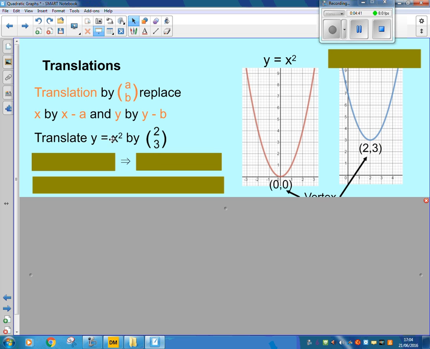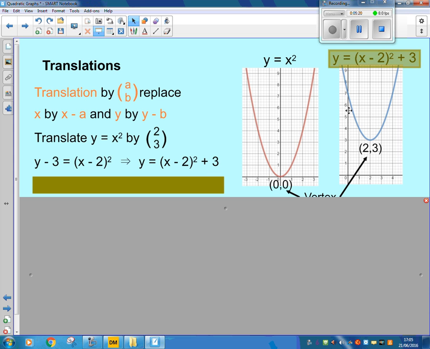So if I start off with y equals x squared, I will replace the y by y minus b. Well, b here is 3, so I will replace the y by y minus 3, and I will replace the x by x minus a, in this case x minus 2. So I will get, instead of y equals x squared, y minus 3 is equal to x minus 2 in brackets all squared. And of course, if I want to, I can move the minus 3 to the other side, so I get the equation y equals x minus 2 all squared plus 3.